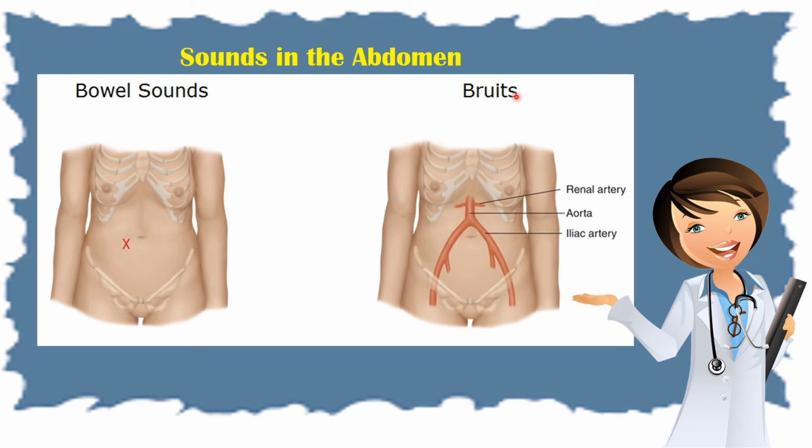Okay. So, bruits. A hepatic bruit suggests carcinoma of the liver or cirrhosis. If there is an arterial bruit with both systolic and diastolic components, it could suggest partial occlusion of the aorta or large arteries. Such bruits in the epigastrium are suspicious for renal artery stenosis, or renovascular hypertension.